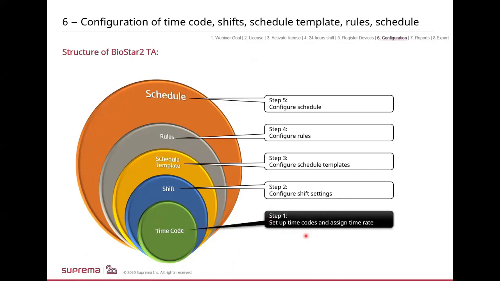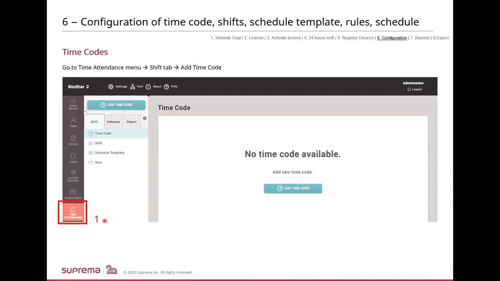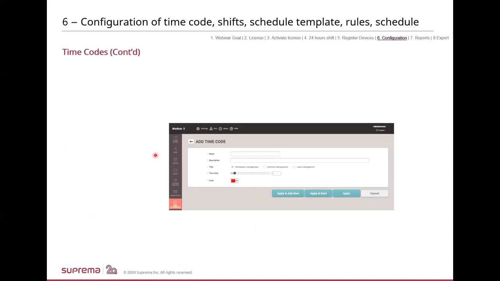Let's start with the first point, which is time code. You go to the time attendance module, you click on the shift tab, time code, then add time code. Once you click on add time code, this window is going to be in front of you. It is self-explanatory, so I don't need to highlight it. You need to put the name for the time code and any description you would like.